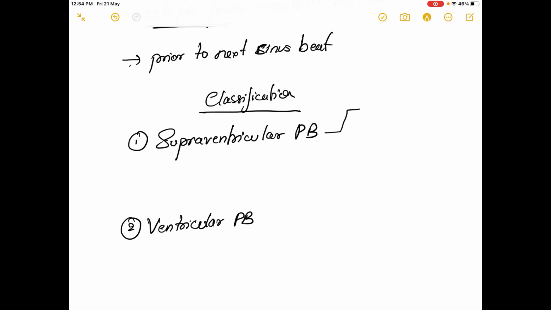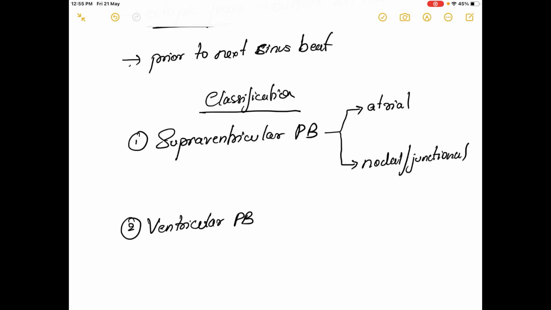Above the ventricle we have the atria and the AV node as pacemakers. So these premature beats or ectopic beats can arise from the atria, forming atrial ectopic beats or atrial premature beats, or they can be nodal, also called junctional premature beats, or nodal or junctional ectopic beats.